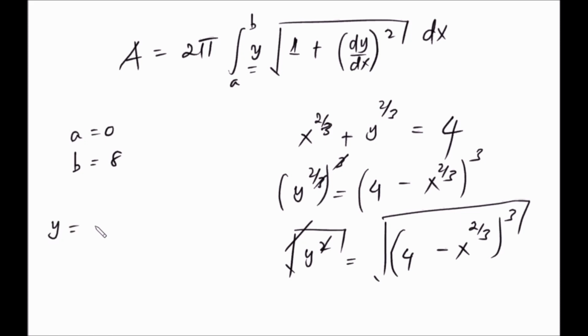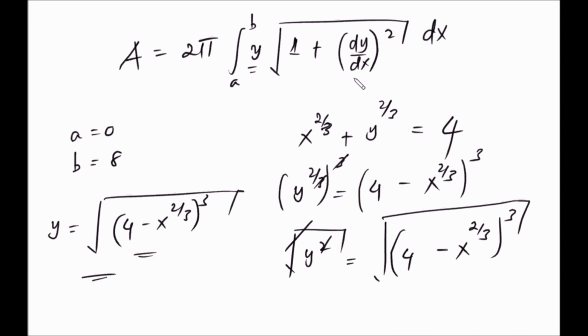Kwa hiyo y ni sasa na nini? Y ni sasa na the square root of 4 minus x power 2 over 3 cube. Yeah, hii ndo y. Kwa hiyo hii sasa tutaiweka hapa. Sasa we need dy dx. So we have to differentiate this to get dy dx.